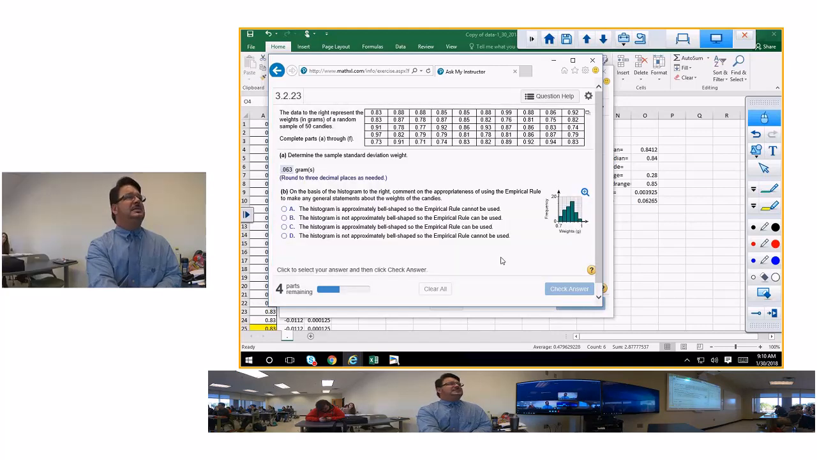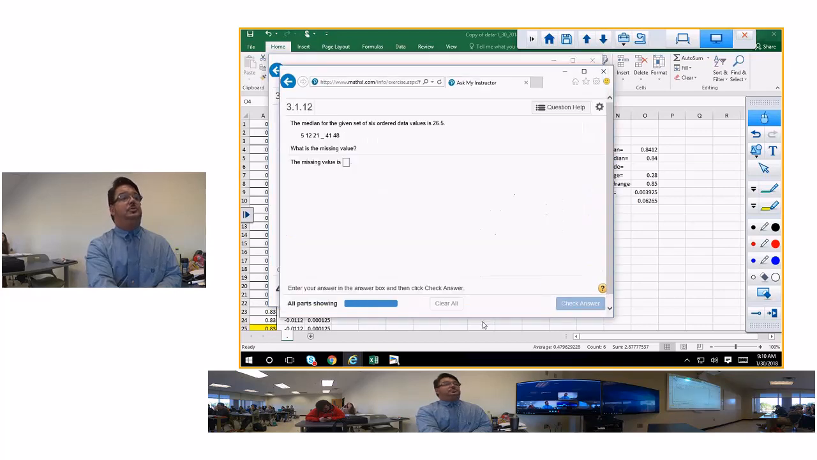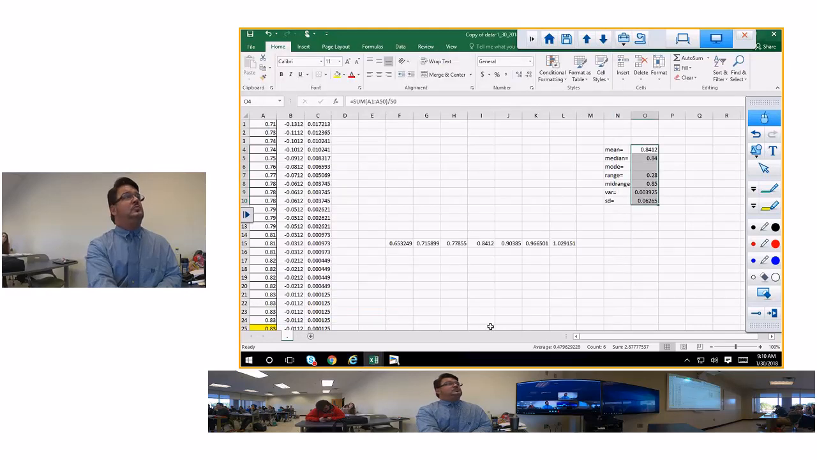Oh, what the heck is this? On the basis of a histogram, comment on using the empirical rule to make... we did that. Histogram is, well, let's do a histogram. Take these data right here.